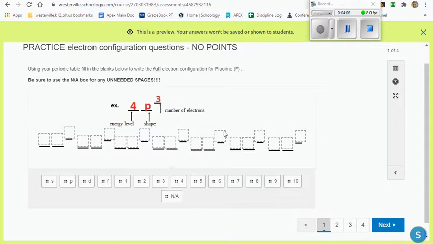I don't really care. I'm not going to grade this or anything. But do the full electron configuration for fluorine, which is element 9. It's a little bit shorter one. You've done longer ones before. So go ahead and do that for me, and then I'm going to go through how to answer this question properly.